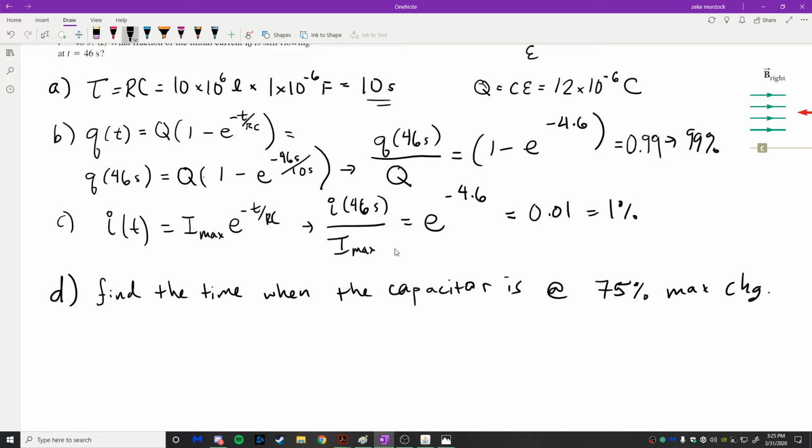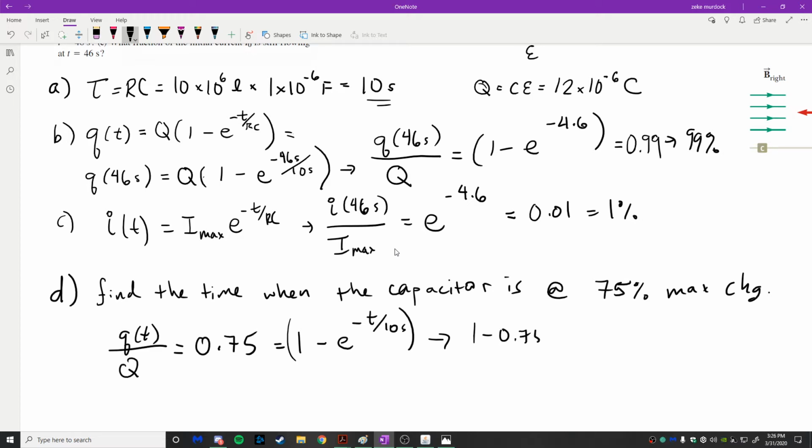If this is something that gets asked in a problem, what you can do is say, I want to find the time, Q of t, that the ratio of the charge at that moment in time divided by the maximum charge is equal to 0.75, which in this case is going to be equal to 1 minus e to the negative t over 10. The 10 again because RC was equal to 10. And then you would just solve for t, right? Which is going to be something like 1 minus 0.75 is equal to e to the negative t over 10.